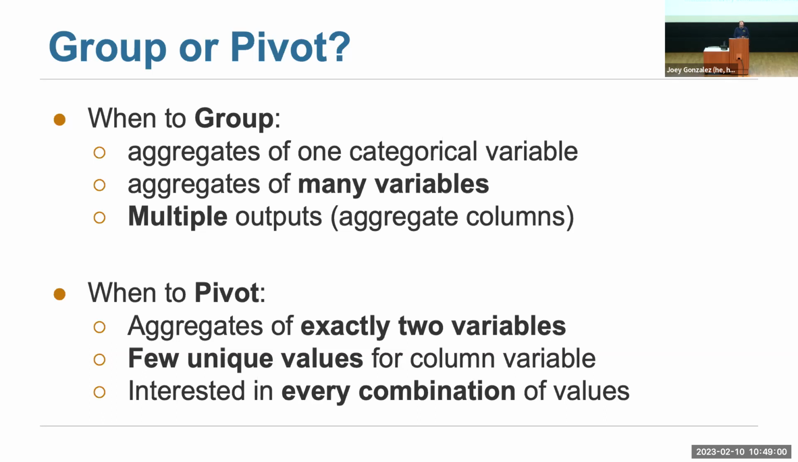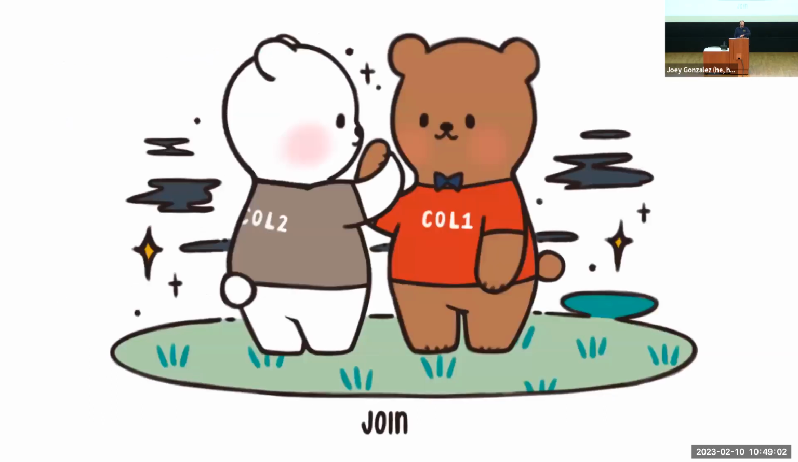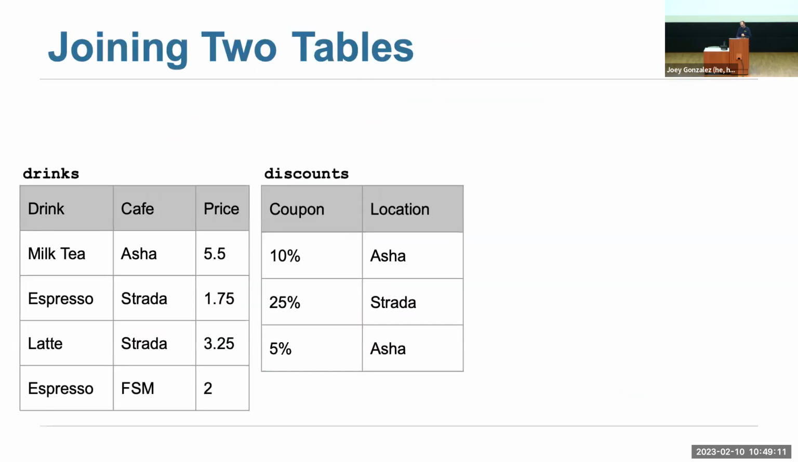Let's keep going. Group or pivot. Join. Now this one makes sense. These two bears are joining on column 1 and column 2. Well, that'll make sense in a second. All right, so joining is the last big idea. If you ever work with database technology or database people, this is their life. This is the core technology in a lot of data systems. It's going to seem a little bit simple now, but you'll see.